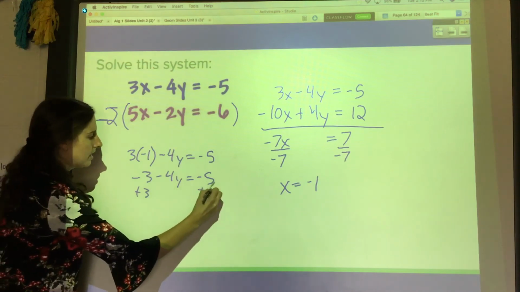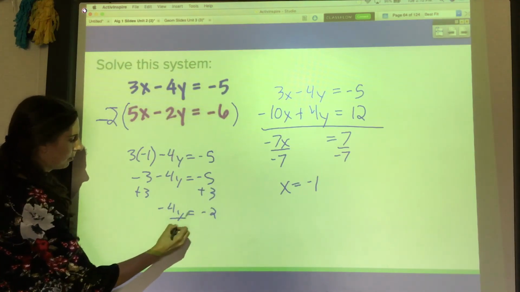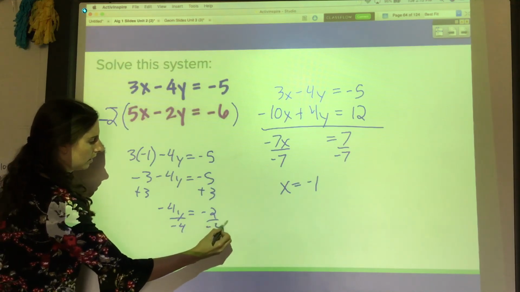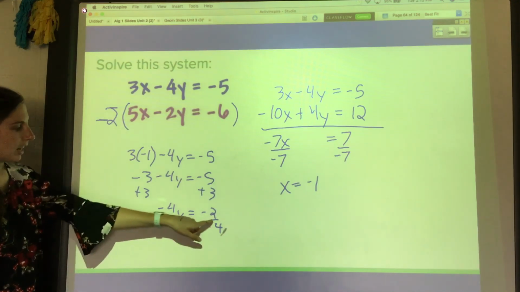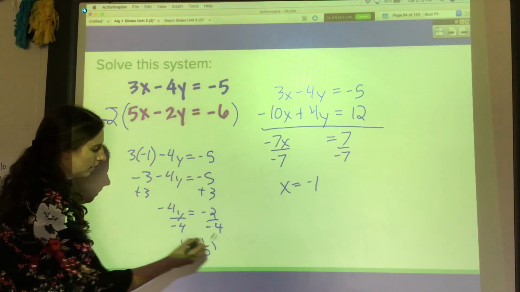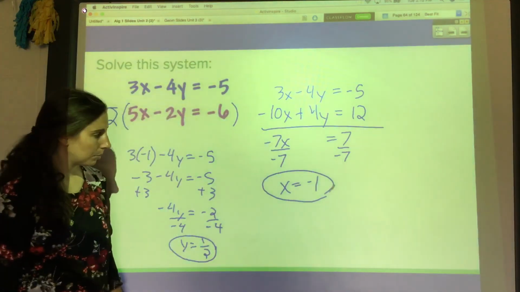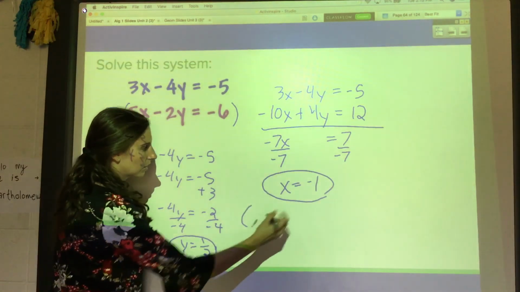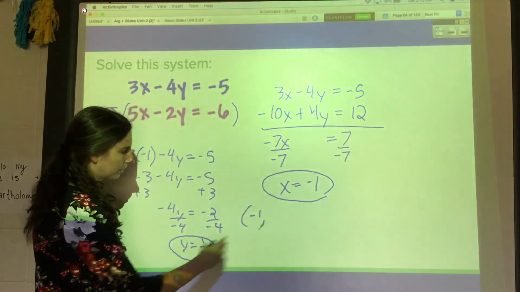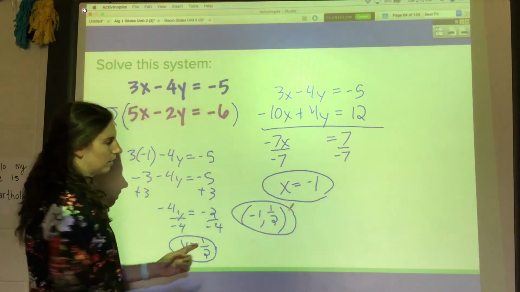Add 3. Divide by negative 4. And so we actually get 1/2 for y, or 0.5. So that's the y. This is the x. Again, if you want to put that as a coordinate, the x goes first, the y goes last, and this is fine, or separate answers are fine.